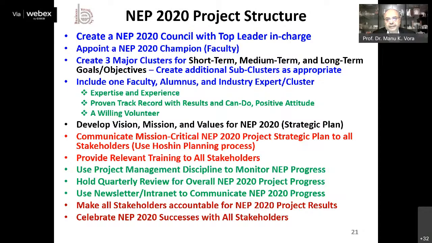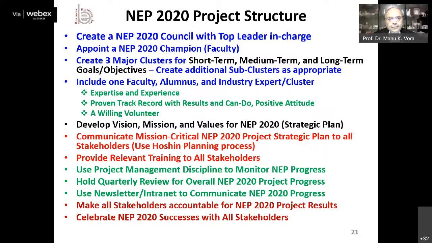Now, one of the recommendations from the challenges side is to create a sound project structure for NEP 2020 implementation. So here are some simple guidance points. Create a NEP 2020 council with the top leader in charge. So that will be your vice chancellor, director, or principal, pertaining to your own institute.